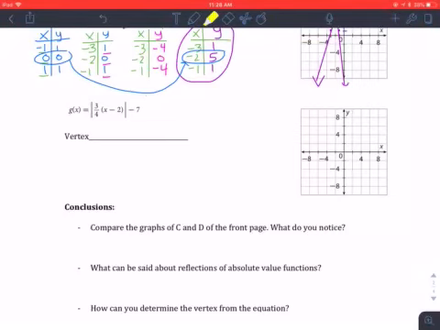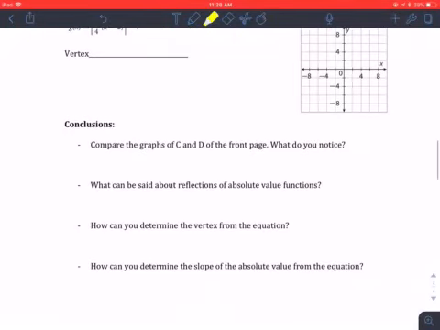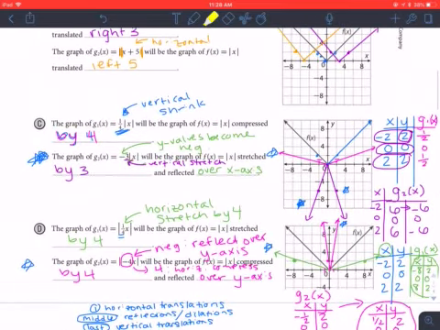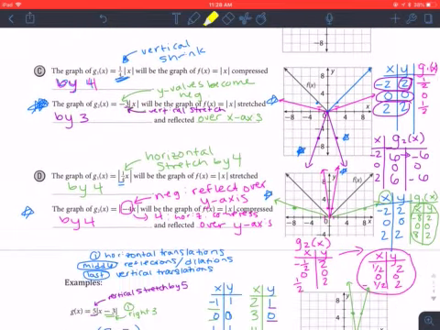I'm going to hold off on this last example until we go through these conclusion questions, and you'll see why in just a minute. We're going to compare the graphs of C and D on the front page. So for C and D, the ones I really want to look at are g sub 1 of x equals 1/4 times the absolute value of x, which we knew was a vertical shrink. And that graph is here, this pink graph on the right.